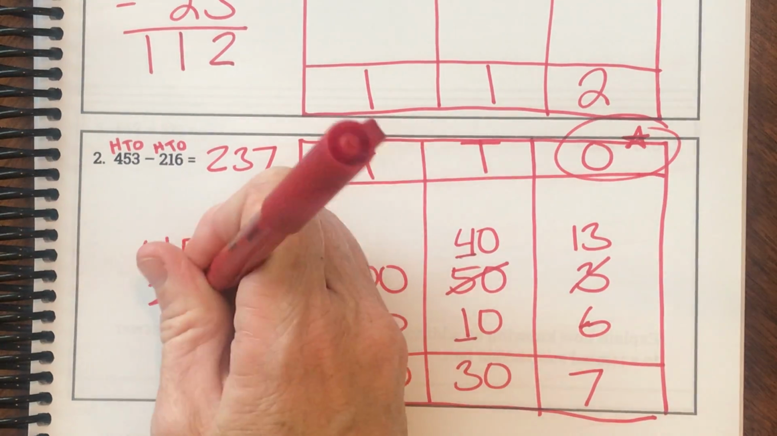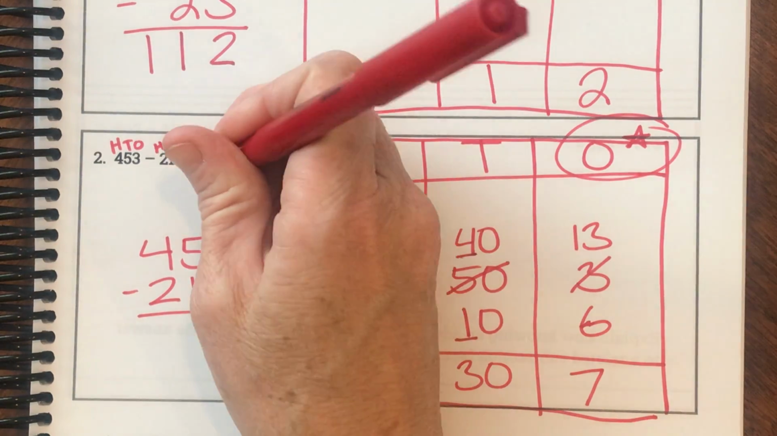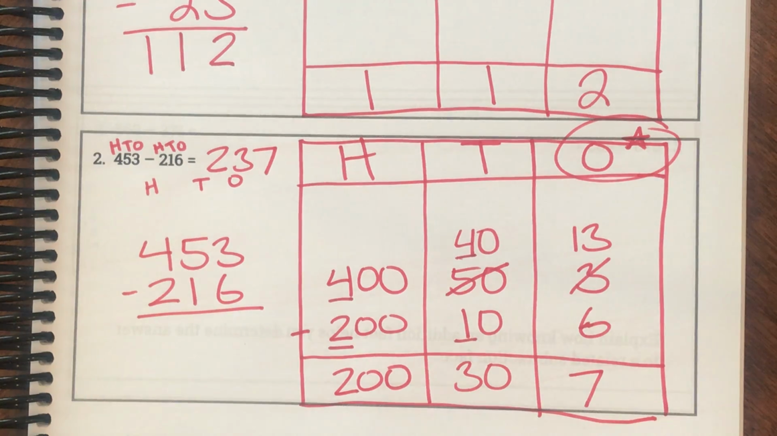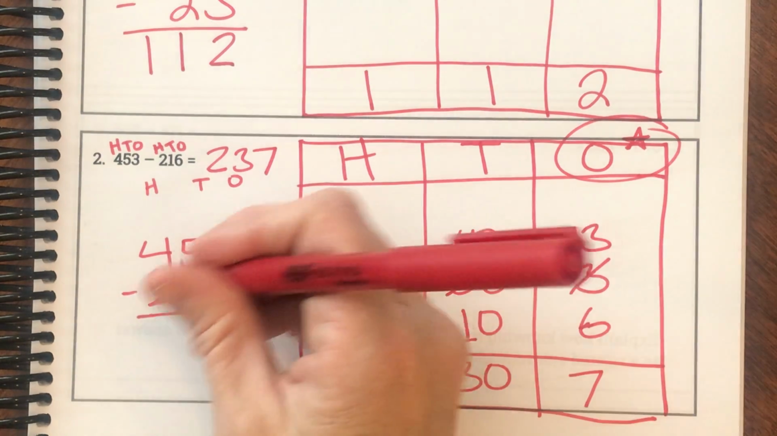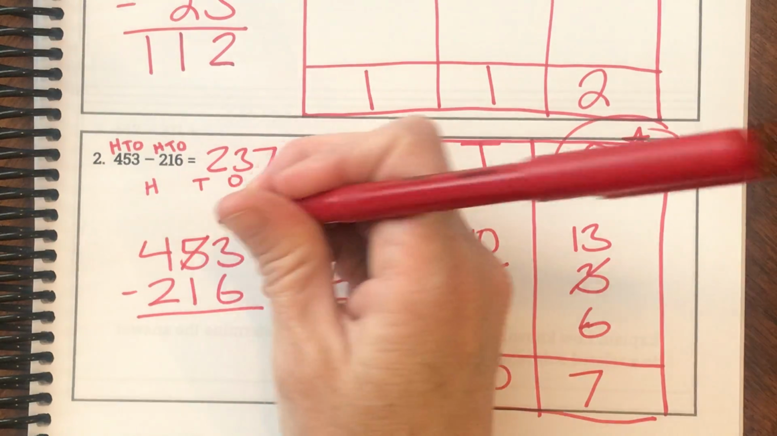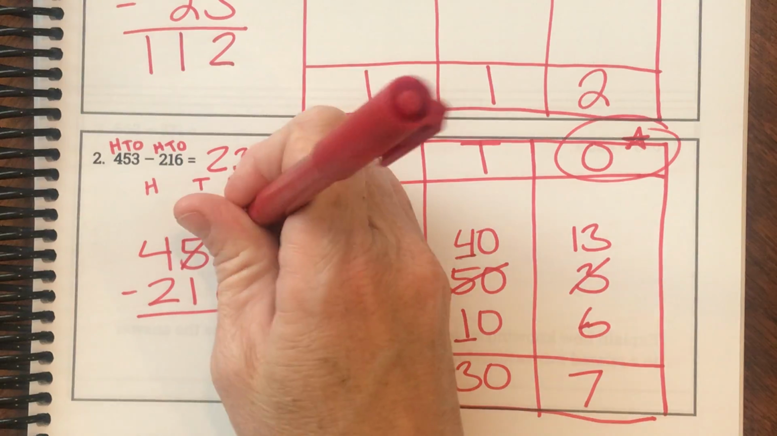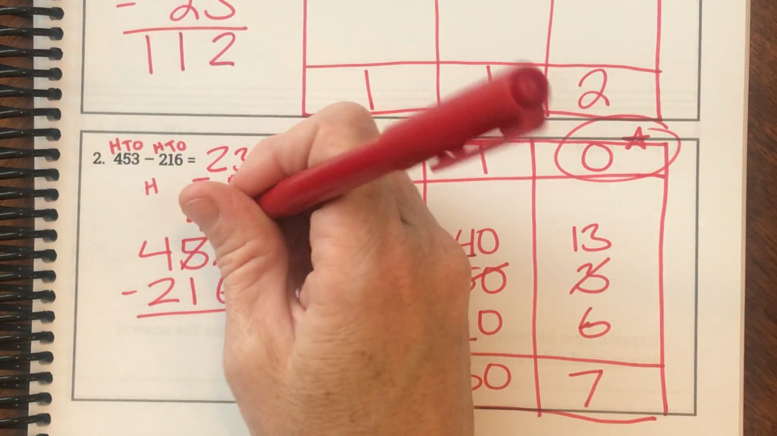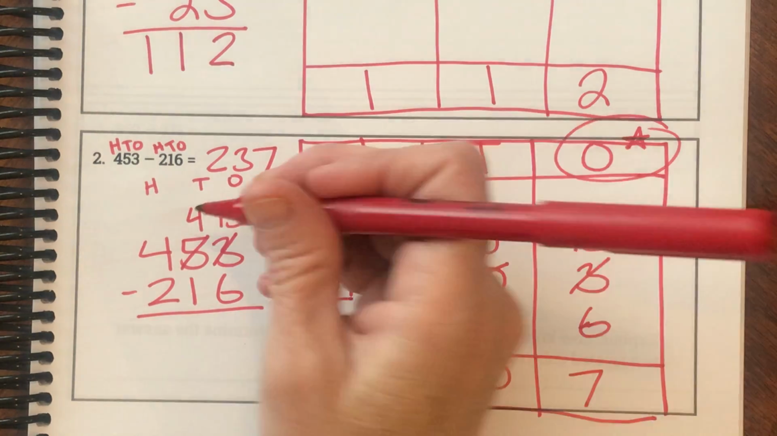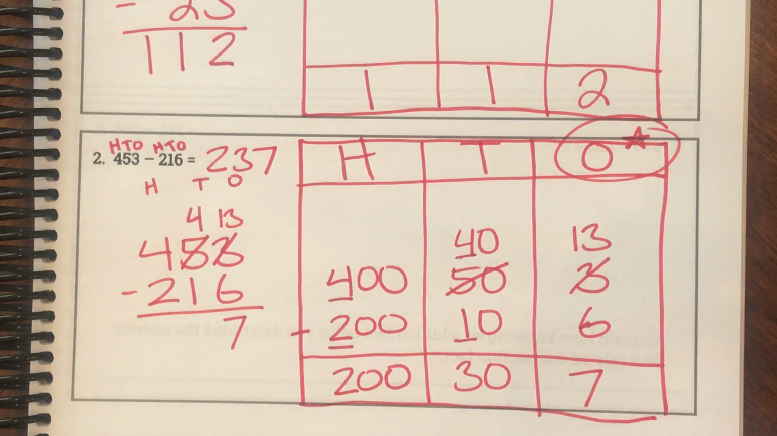453, with my subtrahend right under it, 216. And I'm going to make sure my place values are nicely lined up. Okay, so I have 3 ones, subtract 6 ones. I can't do that. So I'm going to regroup a 10, so there's only 4 tens left, and that 10 becomes 10 ones plus 3 ones is 13 ones. So 13 ones subtract 6 ones is 7 ones.